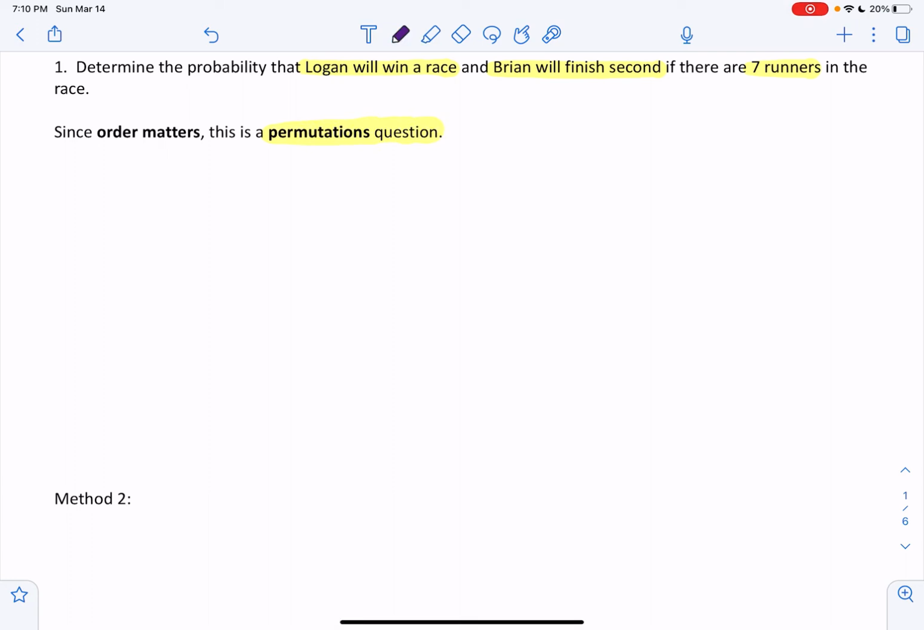So as we go through, we're going to do 2 methods to solve this. I think the first one is the one that most people would use. However, the second one is just a bit of a different approach, and some people might really find it a little bit simpler. So with our first one, we need to determine the probability that Logan will win and Brian is second. So let's start by identifying our event. We're going to let event A be Logan getting first and Brian getting second.